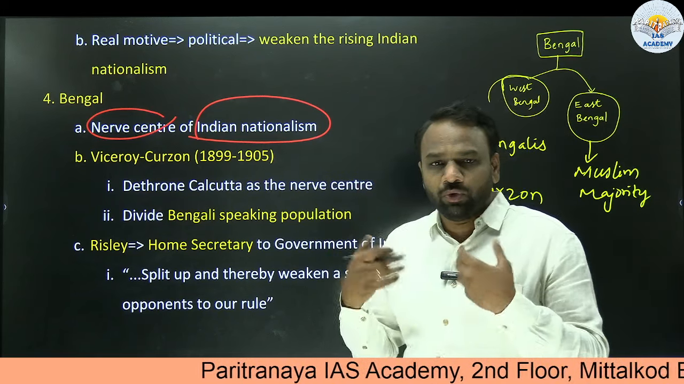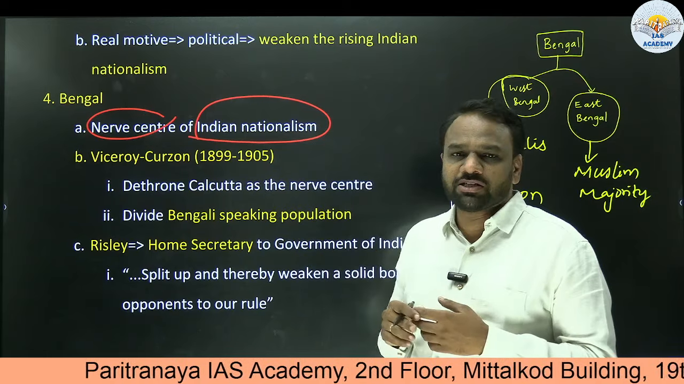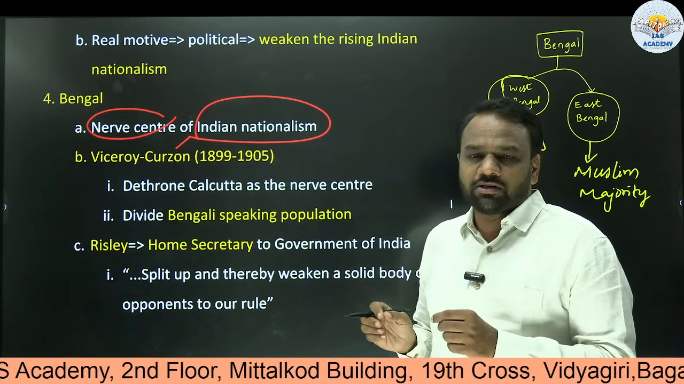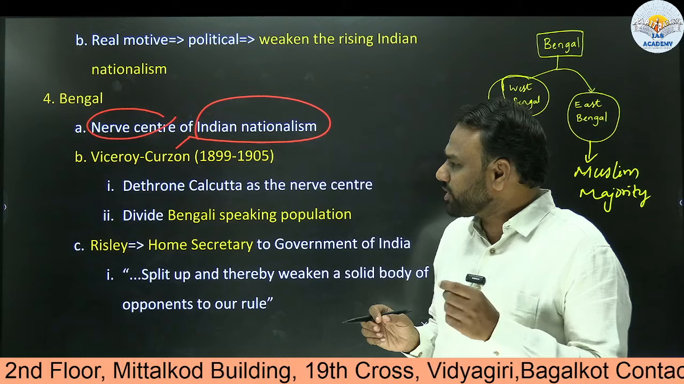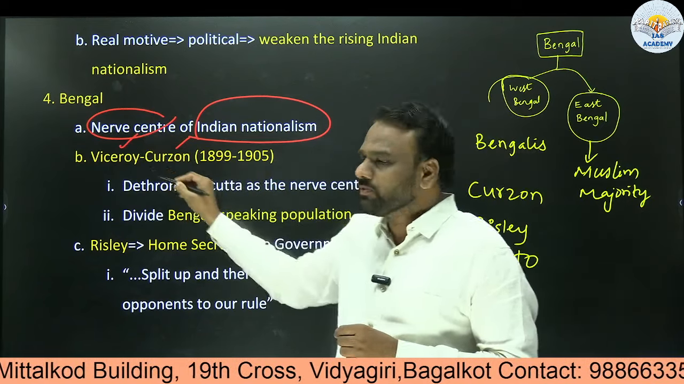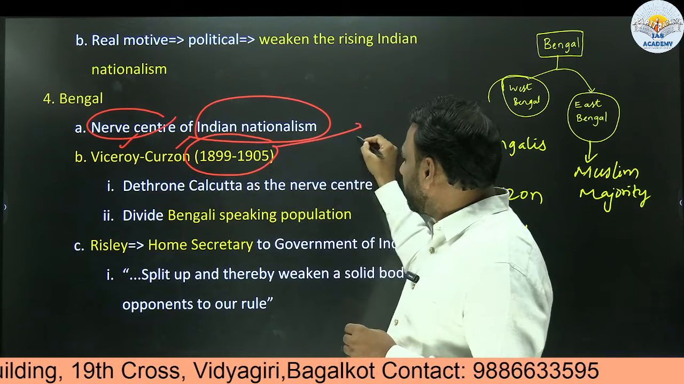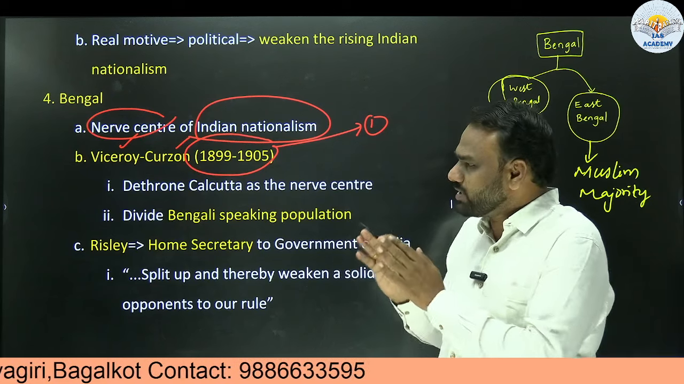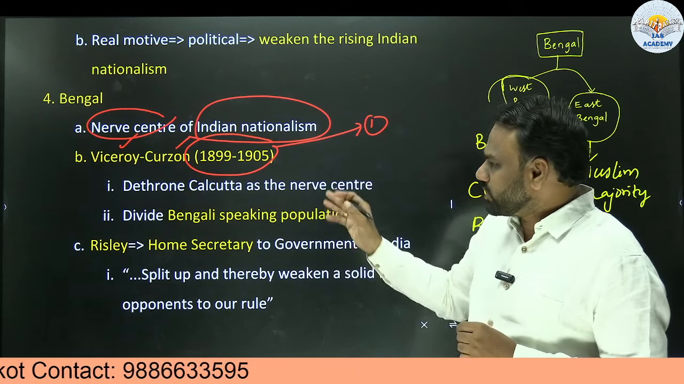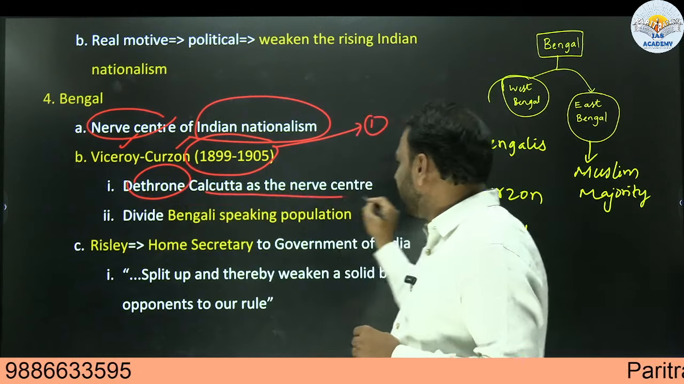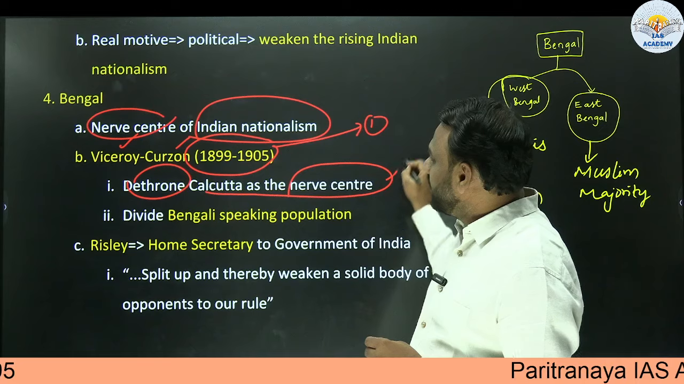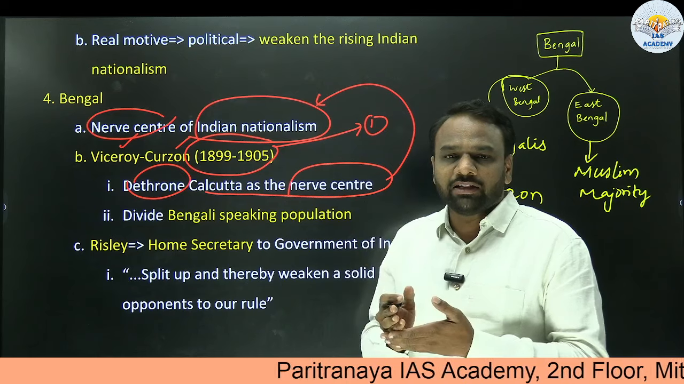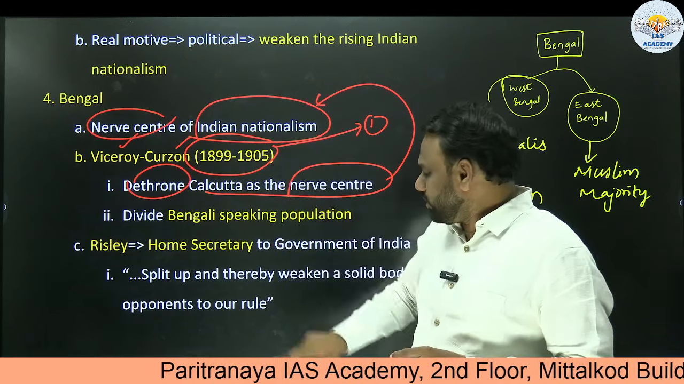And how did we get to know about this real motive? Through some of the speeches and writings of the Britishers. Here is an example of Curzon. When any personality appears, we need to know some information related to that personality. Curzon was a viceroy between 1899 and 1905. So from this we get to know that when the partition of Bengal took place, Curzon was the viceroy. Curzon's words: dethrone Calcutta as the nerve center of Indian nationalism, as Calcutta was becoming a very strong area for Indian nationalism. If you weaken that area, then definitely those nationalistic feelings will come down. So these were the feelings of Curzon.